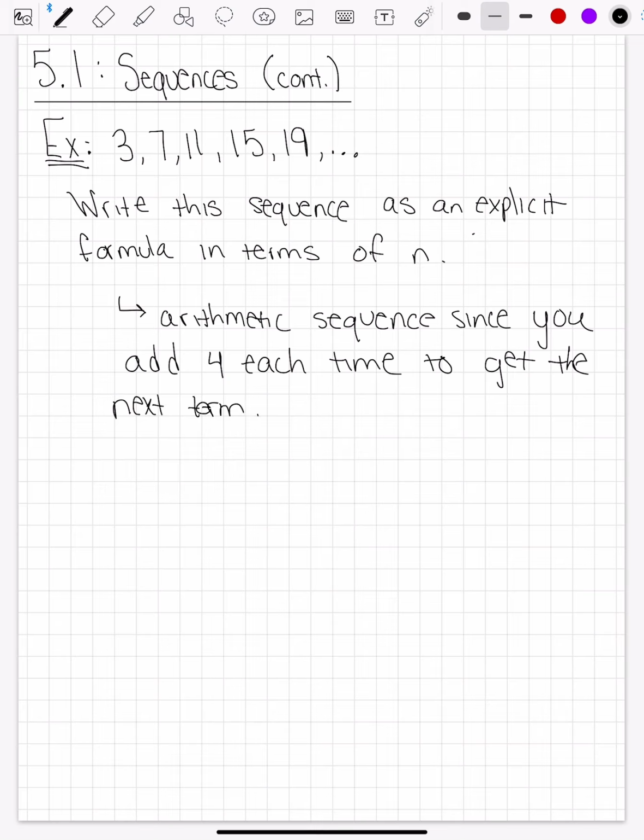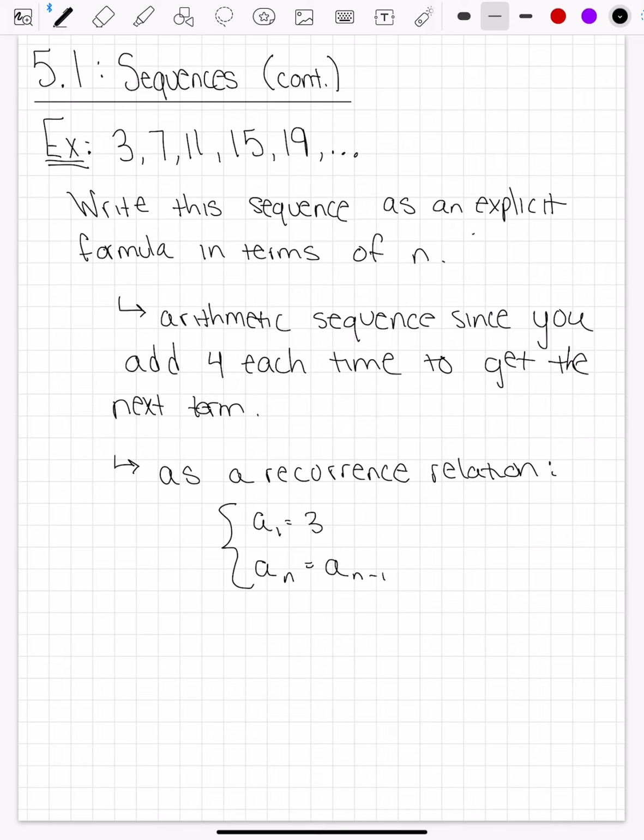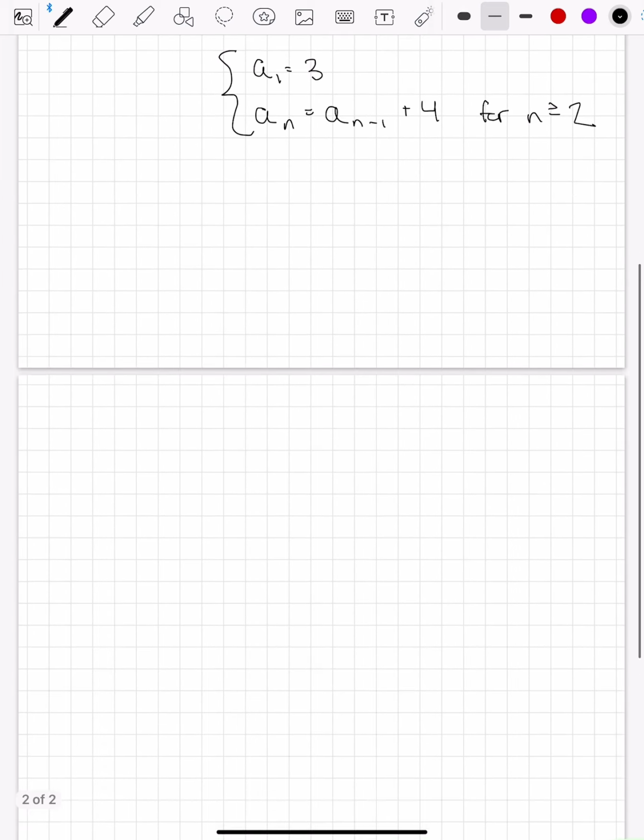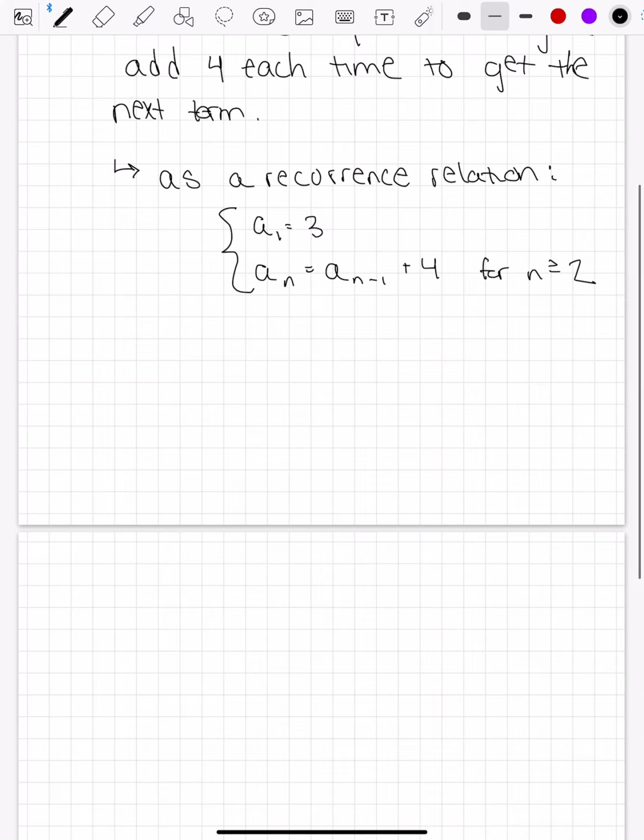Okay. So we said in the last video that as a recurrence relation, we just need to specify that the first term is 3, and then for the nth term, you take the term before that and you add 4 to it, and that's how you get every term except for the first term. So now we have to figure out how to write this as a formula or as a function.